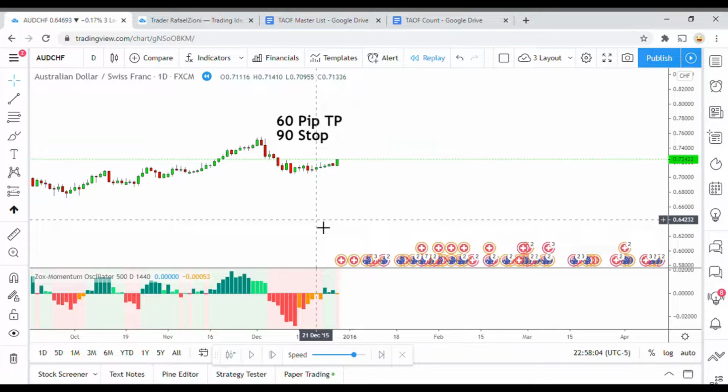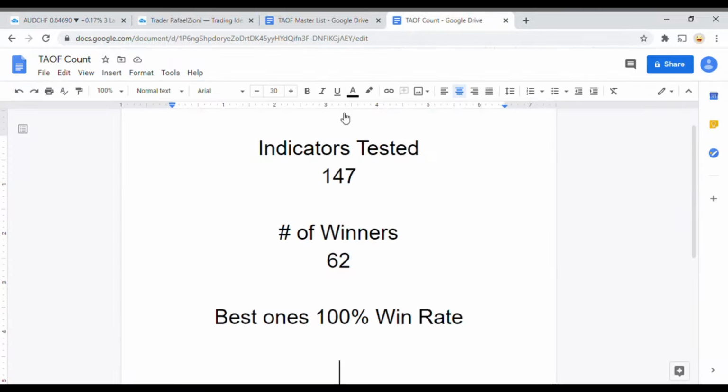All right, as I said, today we will be testing the Zox Momentum Oscillator. But before we do, I wanted to put the indicator scoreboard up for everyone to see. So to date, we have tested 147 indicators. And out of those 147 indicators, 62 of them have been winners, which means that they have met or exceeded the 60% win-loss ratio threshold that we have set for them. The best ones so far were able to achieve a 100% win rate.